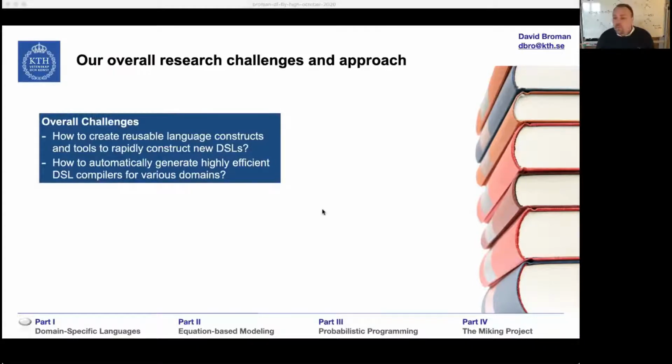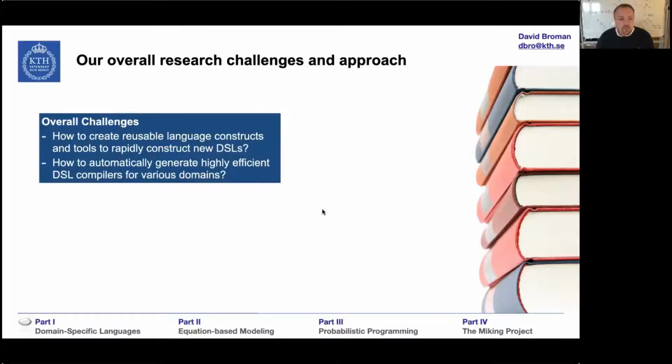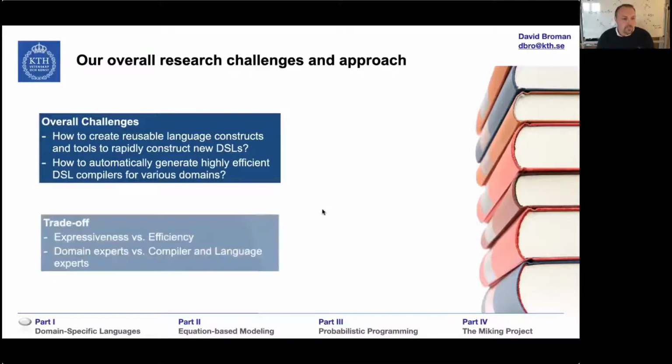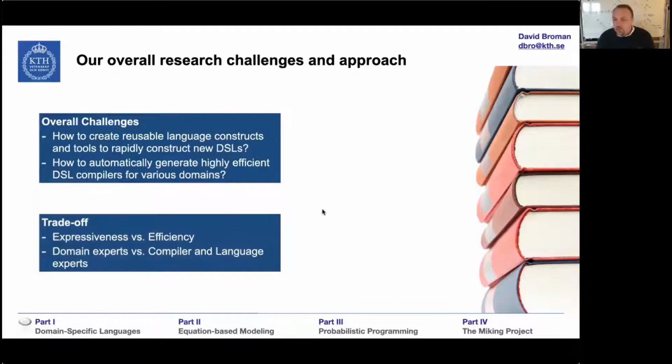Another aspect is that we want to automatically generate efficient compilers, so that you don't need to be an expert on compilers to be able to define new languages. So there's always a trade-off. Typically, if you try to make the language very expressive, then it might be hard to make it really efficient. And if you limit the expressiveness too much to make it efficient, you might not be able to express everything.